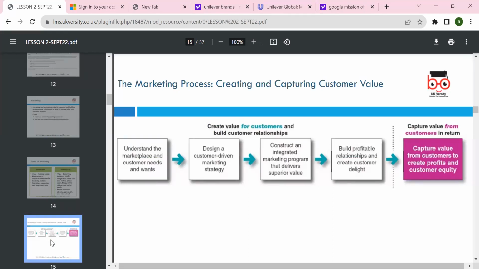Okay, so we can look around the marketing process, creating and capturing customer value. Yes, we need to understand the marketplace and the needs, drive the customer strategy, construct an integrated program, build relationships, and we can create the value for the customer. Okay, that is what we need to look around.